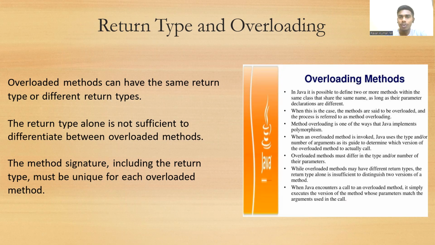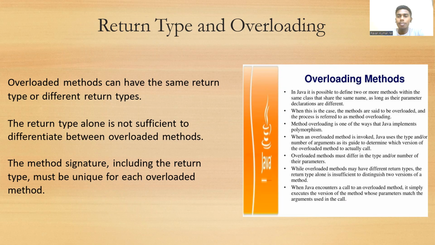Overloading methods. In Java, it is possible to define two or more methods within the same class that share the same name as long as their parameter declarations are different. When this is the case, the methods are said to be overloaded and the process is referred to as method overloading. Method overloading is one of the ways that Java implements polymorphism. When an overloaded method is invoked, Java uses the type or number of arguments as its guide to determine which version of the overloaded method to actually call.